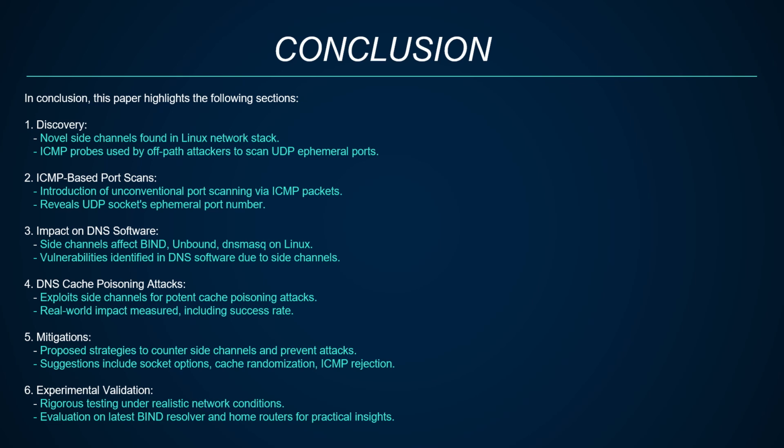In conclusion, this paper highlights the following. They discovered new ways that the Linux network system can be exploited. They found that attackers can use ICMP messages to scan for UDP port numbers in a different way than usual. This affects various DNS software like BIND, Unbound, and DNSmasq that runs on Linux. They also showed how these exploits can lead to serious attacks that manipulate DNS caches with real-world consequences.